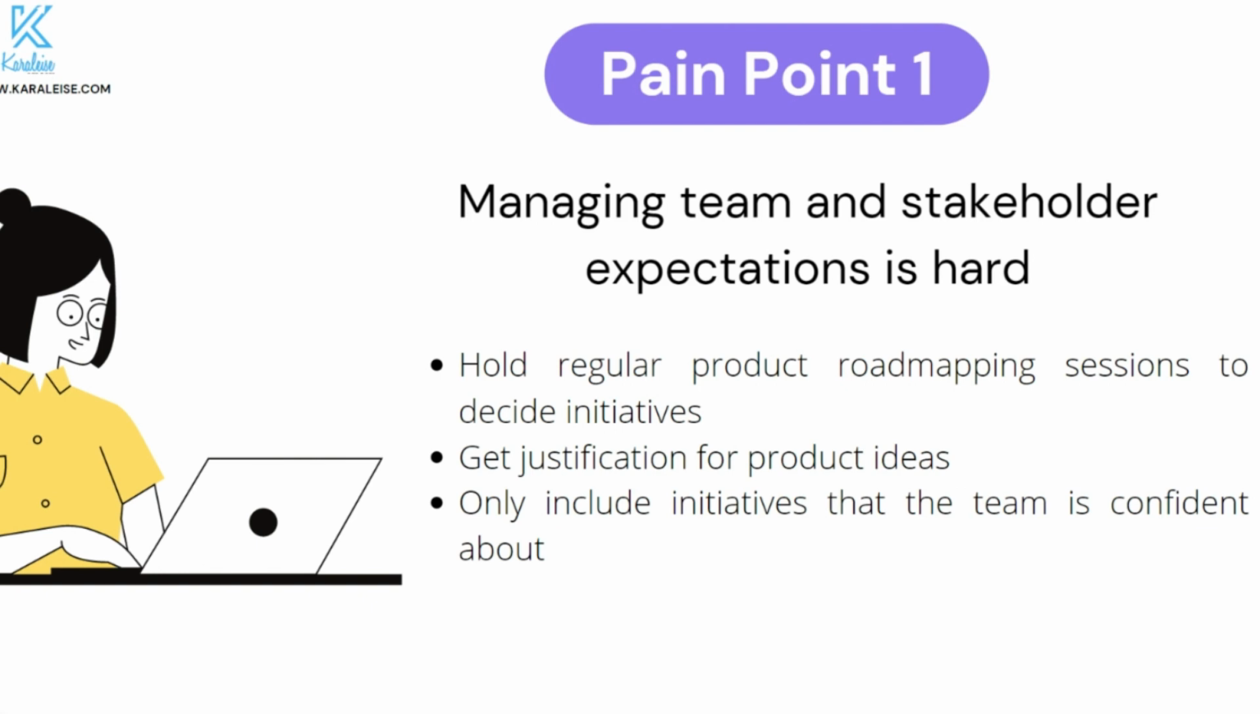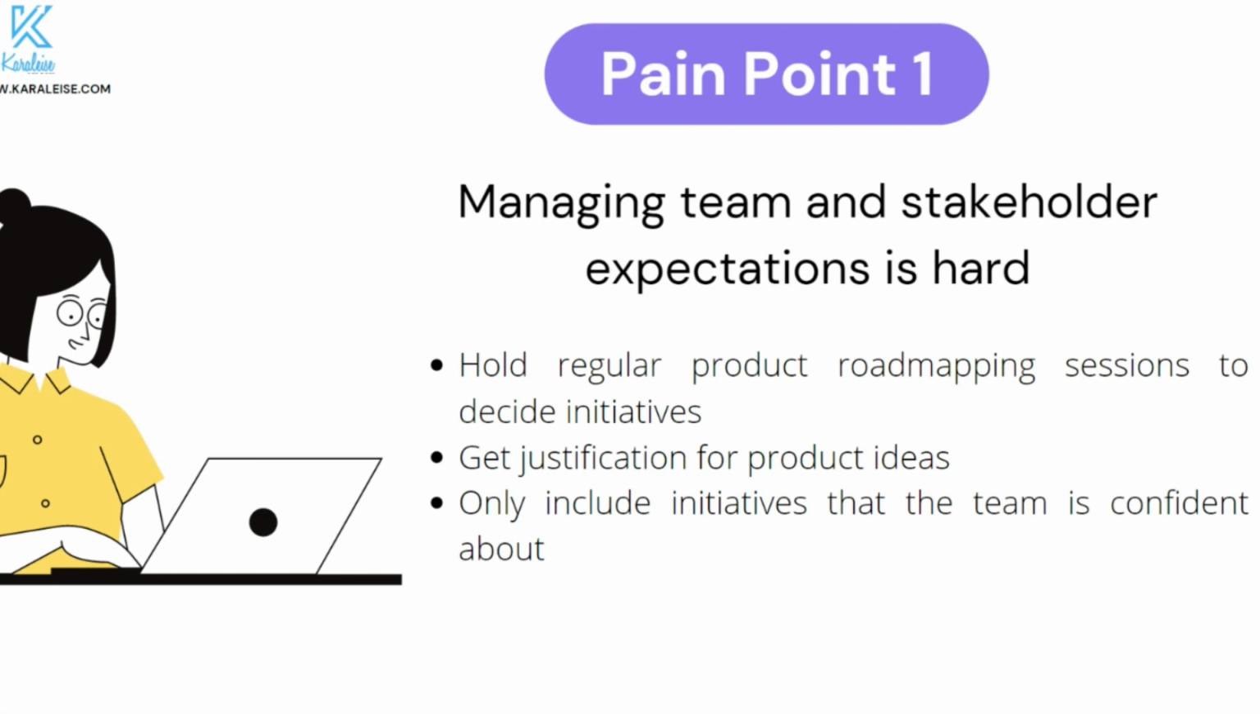So, in order to solve this pain, you need to be able to hold regular product road mapping sessions to decide on initiatives because you have so many things competing for the few resources you have that you have to make decisions, right, as to what makes it to the roadmap and what doesn't. So you really want to get input. Do not go off in silo and do this on your own because you're going to miss things. If you're a product manager, you have to rally the team. If you're a BA who's been asked to do the roadmap, you have to involve the team.